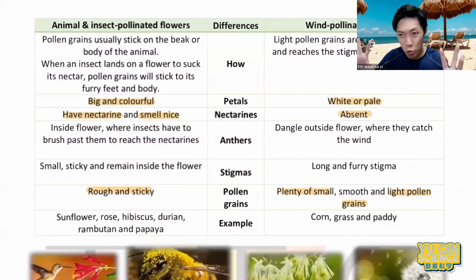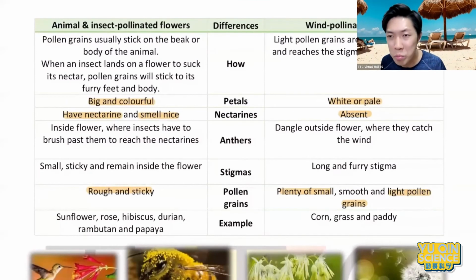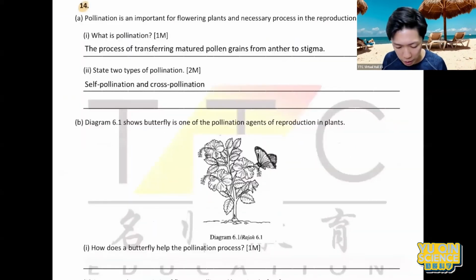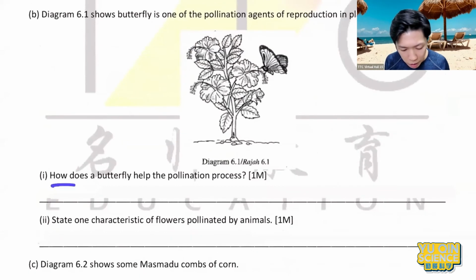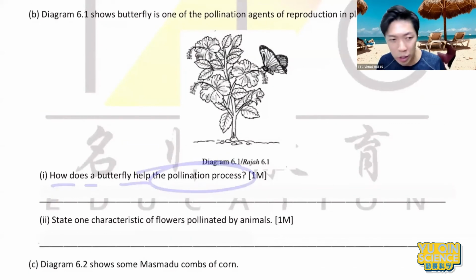So general rule, everybody, if you want to attract the bees, you have to look pretty, you have to smell good, you have to have nectar. If you're wind pollinated, the general rule is very simple. Just be light and can fly. And you don't have to be colorful, don't have to be smelling good, because wind doesn't choose that way, right? Okay, so the question is, how does butterfly help in pollination?